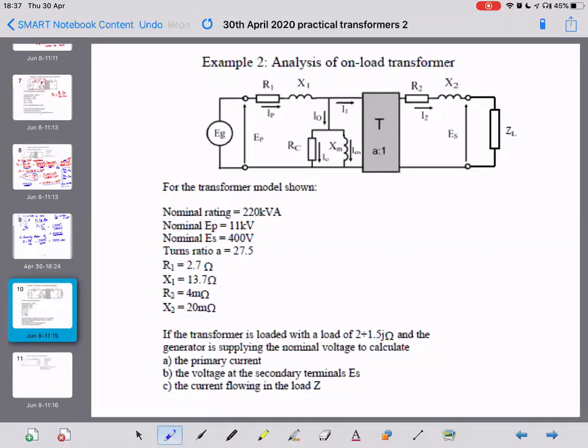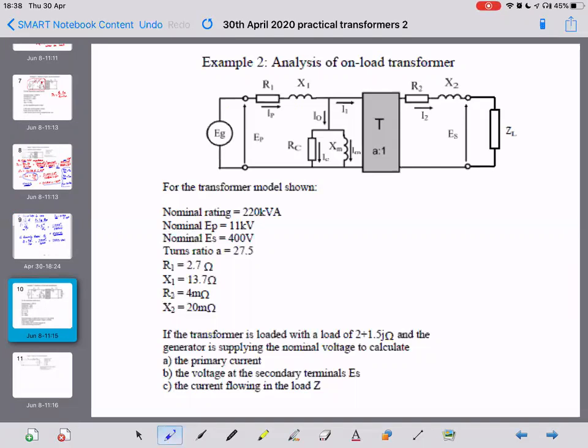The transformer's loaded with a load of 2 plus 1.5j ohms. So I've given you a complex load here. It's an impedance rather than just a resistor. And the generator is supplying the nominal voltage, so you can assume that the applied voltage is 11 kV. So you would expect under nominal conditions to get 400 volts out the other side. Okay. So what this question is asking you to do is calculate the primary current, the voltage at the secondary terminals ES, and the current flowing in the load Z.